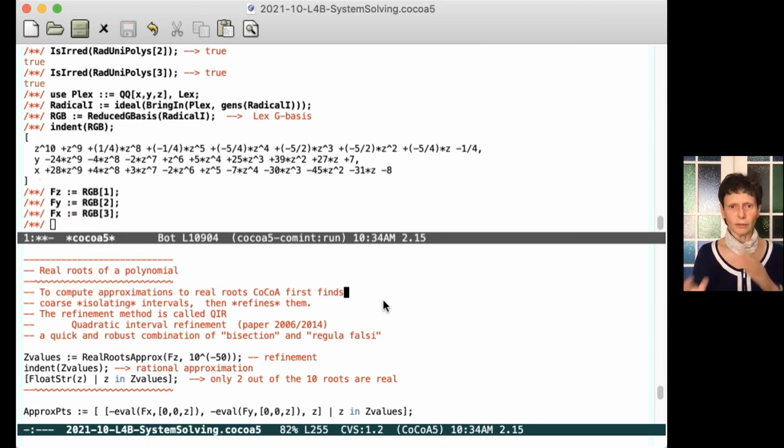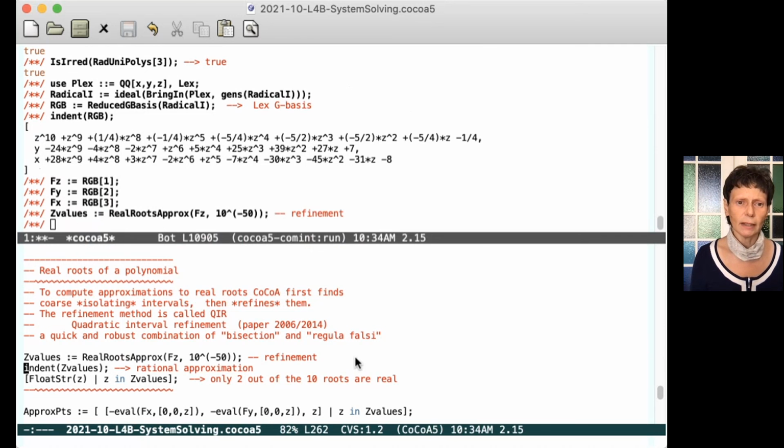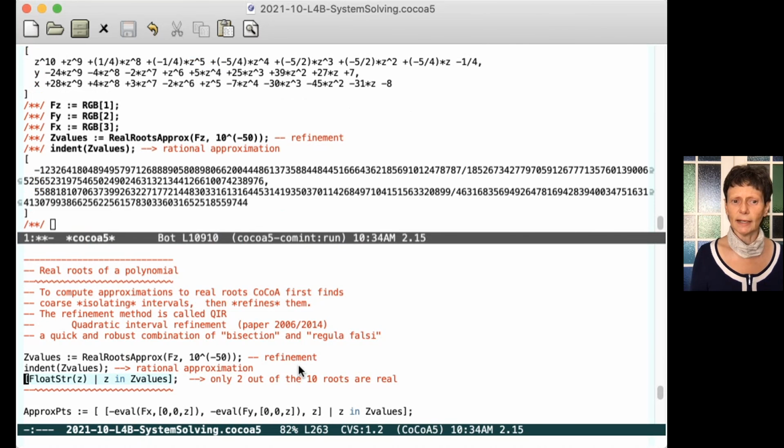Like a bisection method, you can find a very good approximation of your real solution. This method is called quadratic interval refinement, and you can find more information in papers by John Abbott from 2006 and 2014. So let's see it in action. We take the real roots with 50 digits of precision. And here are the roots.